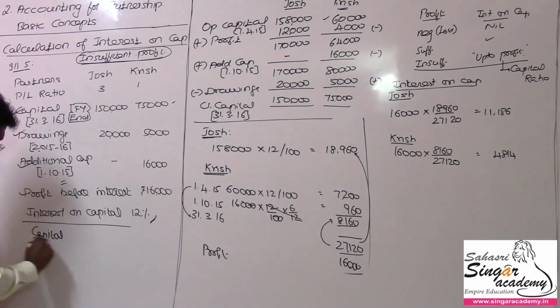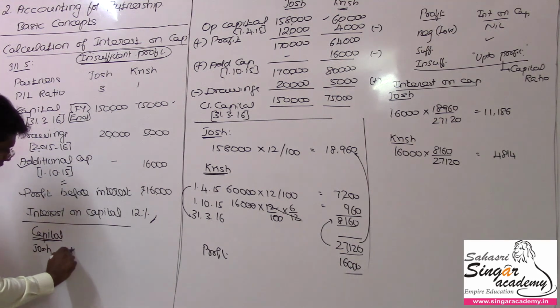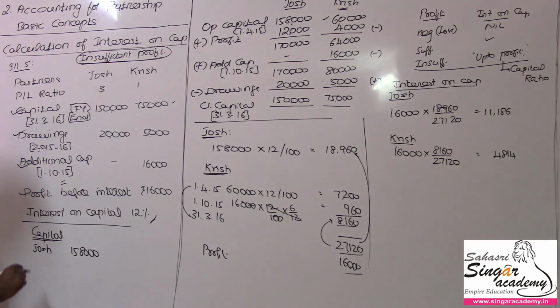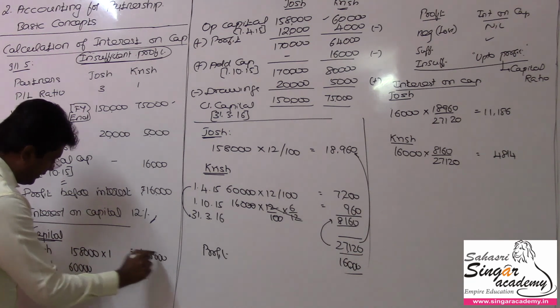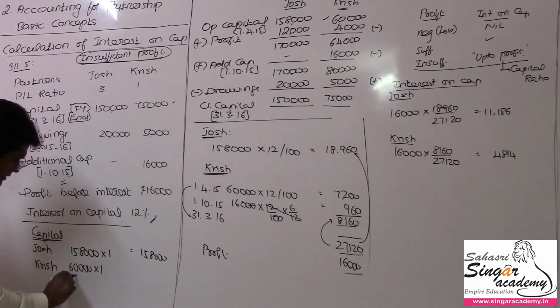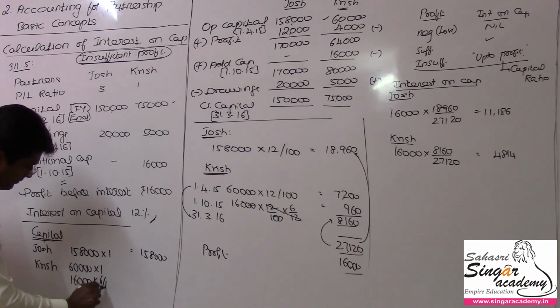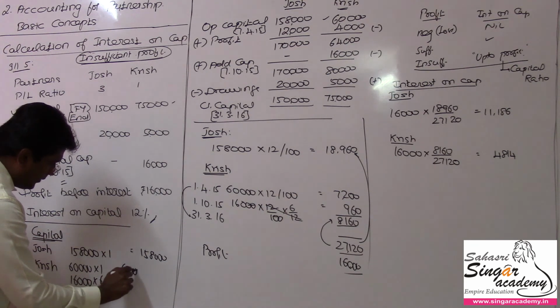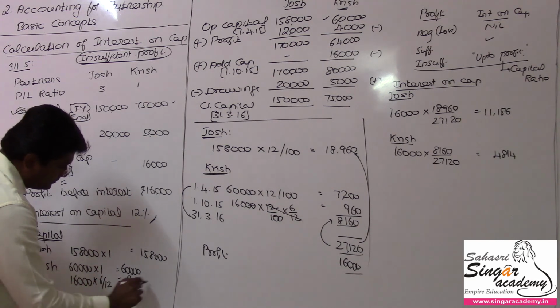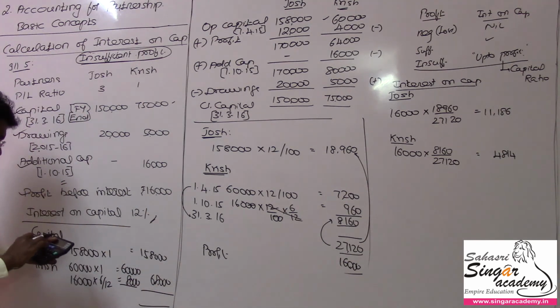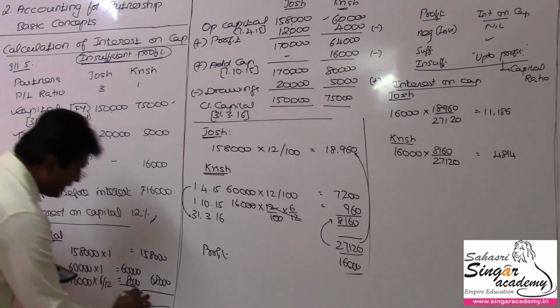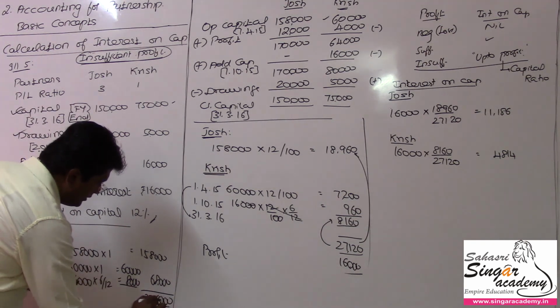Capital of Joe's. Capital of Joe's is 1,58,000 for the entire year, for the full year. In the case of Krish, the capital being 60,000, this is for one full year. For Krish, 60,000 for 1 year and 16,000 is for 6 months, otherwise 6 by 12 is equal to 60,000, and this will be 8,000, so 68,000. So the overall weighted capital for the entire firm is 1,58,000 plus 68,000, 2,26,000. Now this is the capital ratio.